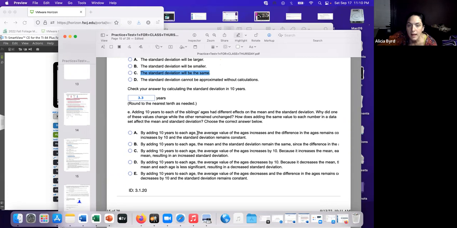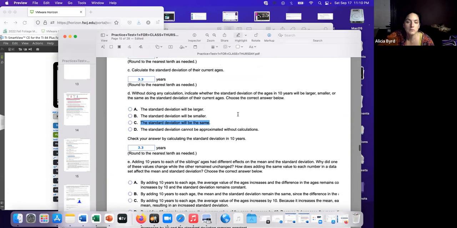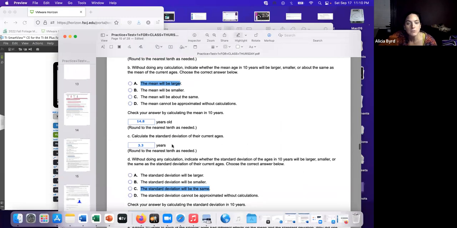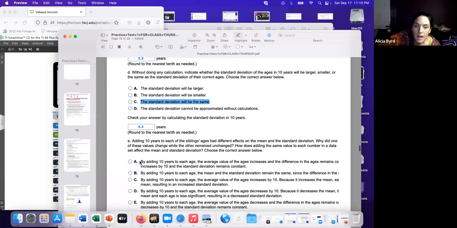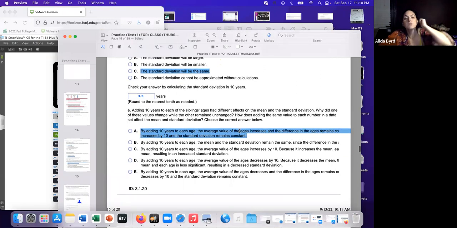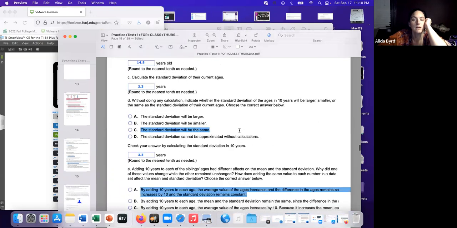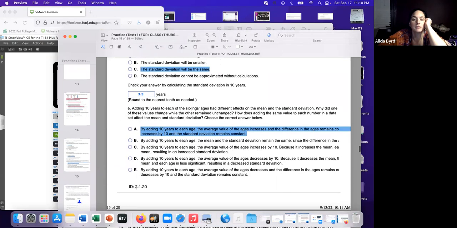By adding 10, the average value of the ages increases. But as we said earlier, the difference in the ages remains consistent. If the mean increases and the ages all increase, then the difference between them does not change. So your mean increases, but your standard deviation will remain the same. So I think that's part A. That would be question 19 on our practice test, and the identifier is 3.1.20.